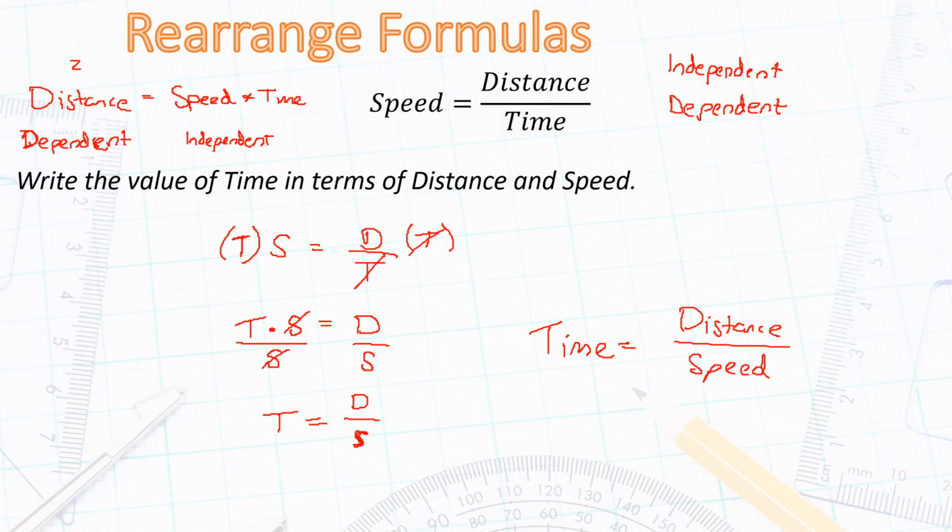If you're trying to figure out how long is it going to take me to get somewhere, you would say, okay, well, how far are you going? How fast are you going? If we divide those two, we're going to get our time. You're going to be asked to do these sorts of things, rearrange formulas to find the value of a given variable in terms of the other ones.